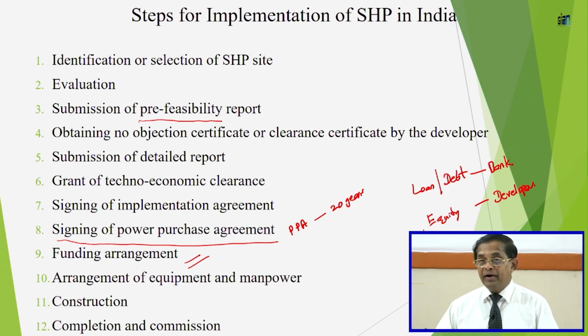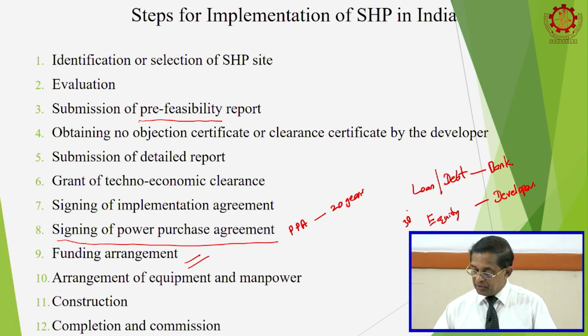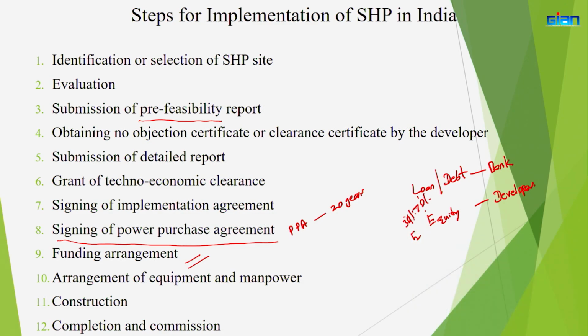So, usually for hydropower plants, it is about 30% equity and 70% debt, but it can vary, 80-20, 60-40, depending upon various other financial conditions and risks associated with the project. And then arrangement of the equipment and manpower: you have to discuss with the suppliers who can supply the best equipment for my project, and then the construction, completion and commissioning.